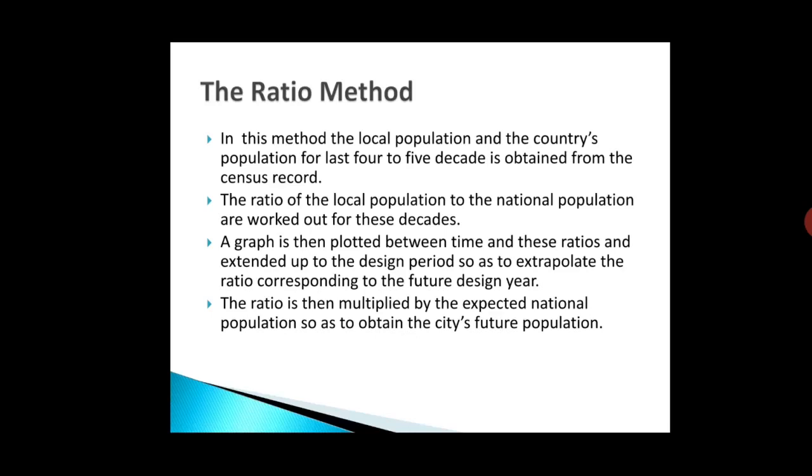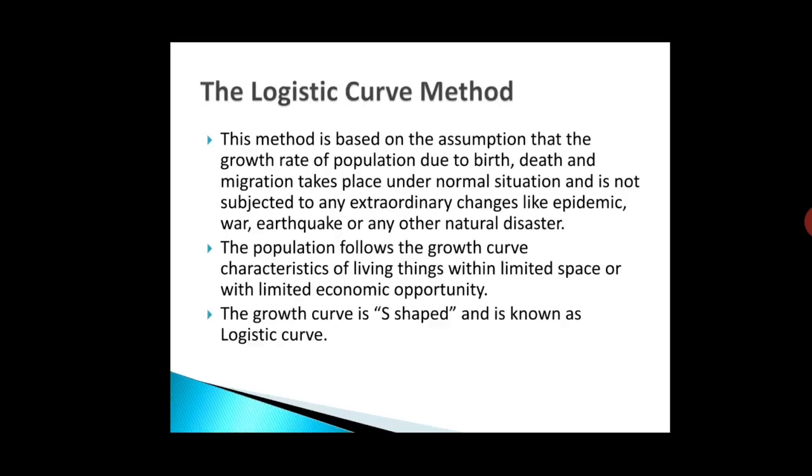And if the expected national population has already been found out, then we will simply multiply that population with the corresponding ratio so as to obtain the local population. This method is very suitable for areas whose growth is parallel to the national growth. Then next we come to your logistic curve method.